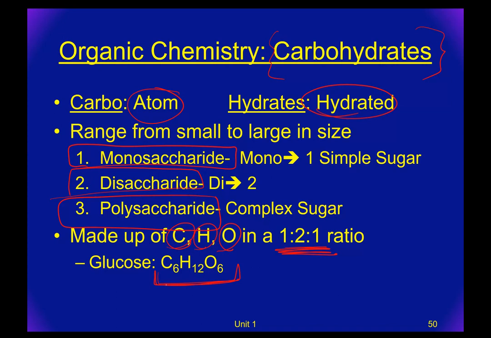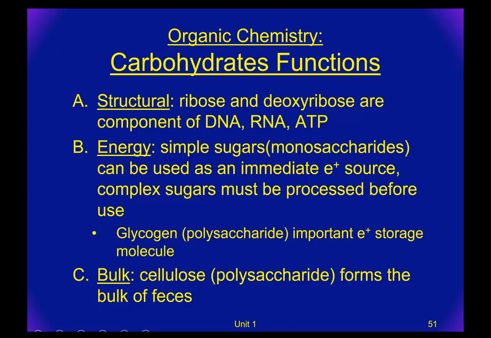So when you look at glucose, our blood sugar, C6H12O6, if you divide by the lowest common denominator, if you divide by 6, you would have 1:2:1, because 6 divided by 6 is 1, 12 divided by 6 is 2, 6 divided by 6 is 1. So when I say it's a 1:2:1 ratio, that's what I mean.